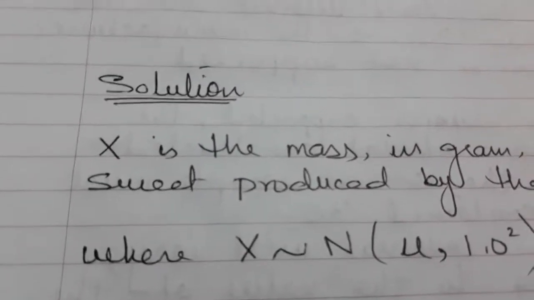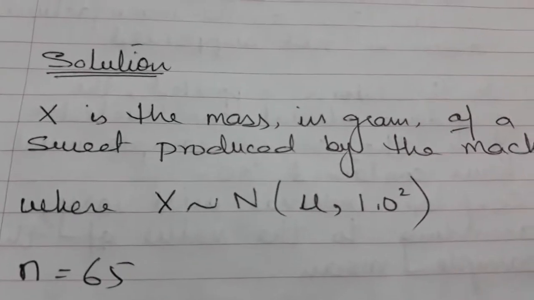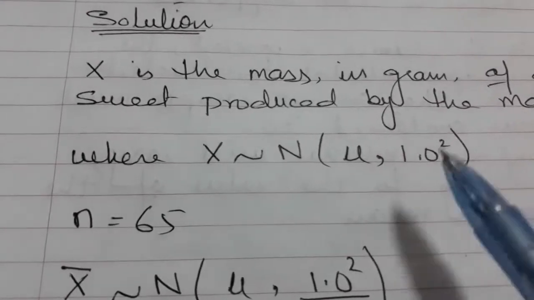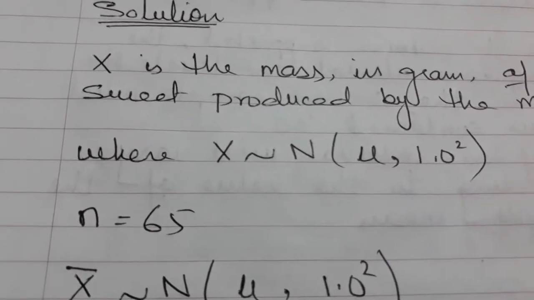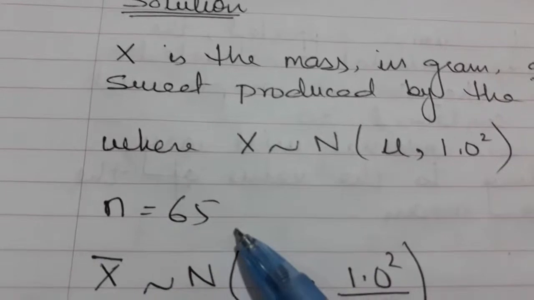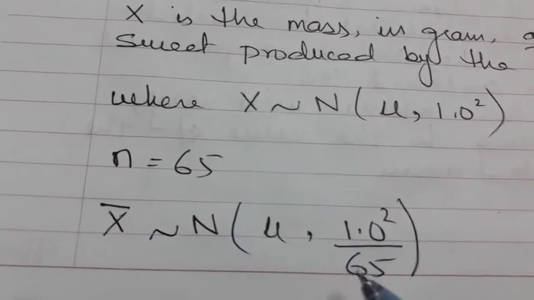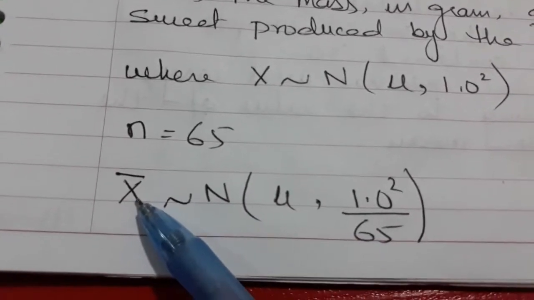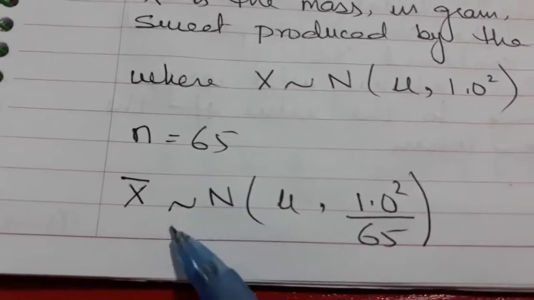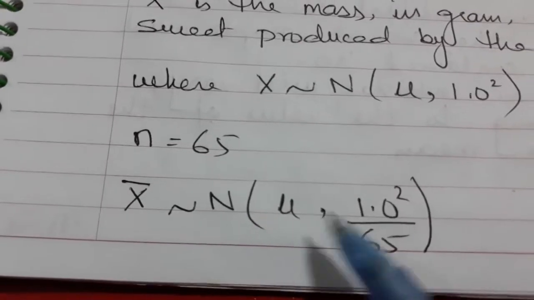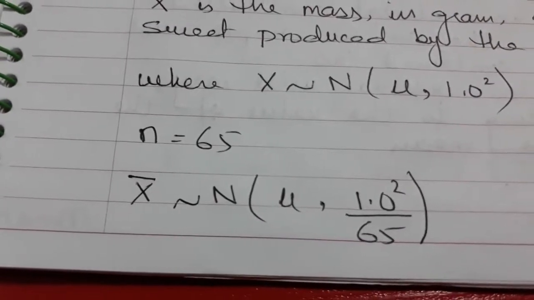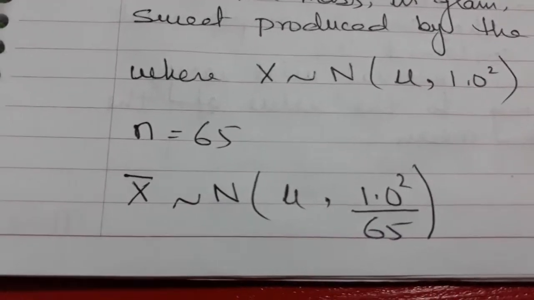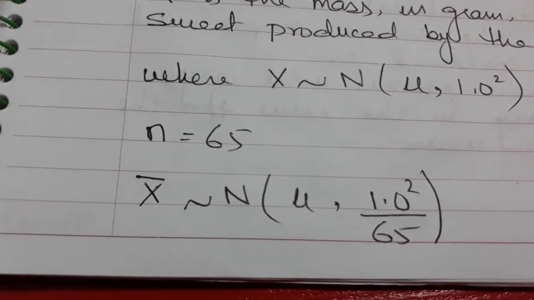So X is the mass in gram of sweets produced by the machine. So your normal distribution is mu comma 1.0 squared. Your n is 65. So the sample mean distribution will take this shape, right? We have studied this in the previous videos also. So x bar is normal with mu comma 1.0 squared divided by 65. So this is the distribution, and now you have to calculate the 99% confidence interval.